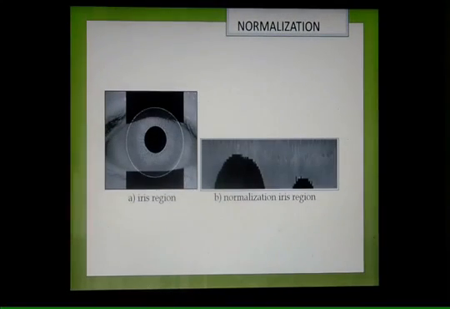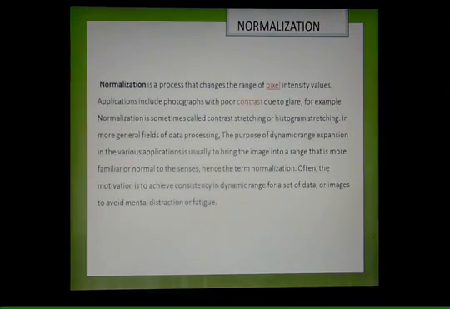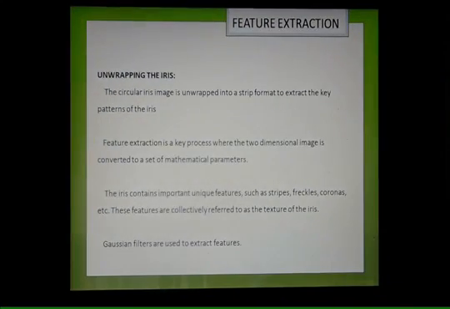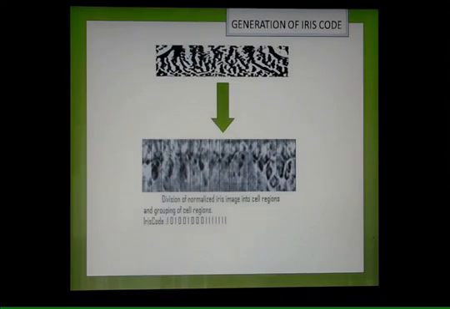And the normalization part. As I said before, the normalization and localization are the key features of our project. In normalization, what we do is we unwrap all the other parts of the eye and we crop the iris part, and we unwrap this iris part into a strip, and this strip is used for processing the iris code. In this feature extraction, we extract the features, and this is the generation of the iris code.